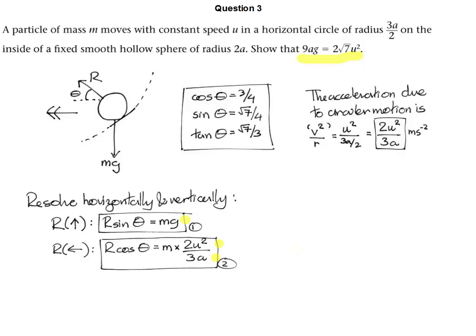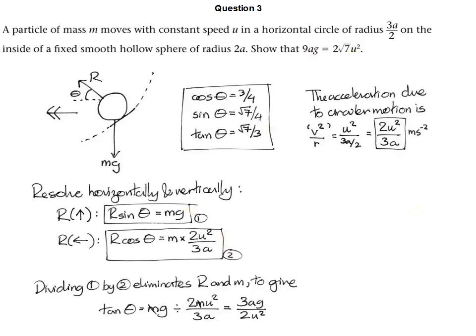The r disappears, the m disappears, sine theta and cos theta are going to turn into tan theta, and we already know what tan theta is, it's up there. And we should, hopefully, get something that's very close to what we want. Let's see what happens. So we divide the first equation by the second equation, we get tan theta is equal to, delete all the m's, 3ag over 2u squared.